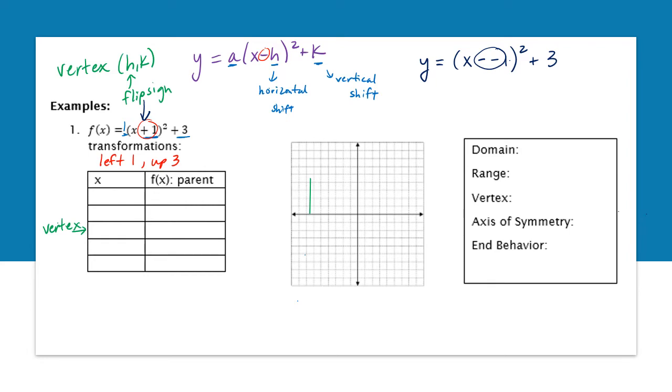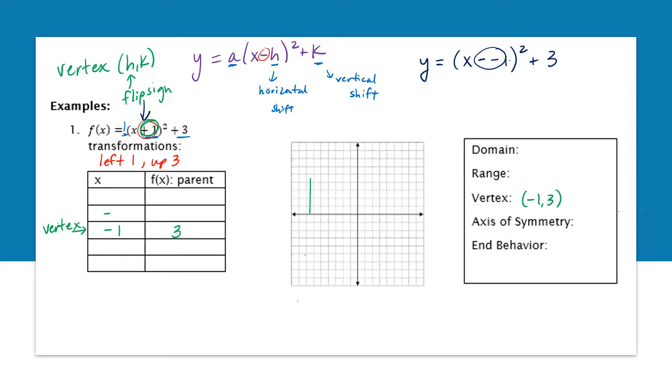So in our problem here, our h value is this plus 1, but we have to flip the sign. So I want this to be negative 1. And then our k value is going to be positive 3. So that will always give you your vertex. And I'm going to go ahead and write that over here, negative 1, 3. Now to fill in the rest of my table, I'm going to continue counting down 2 boxes, and then I'll count up 2 boxes.